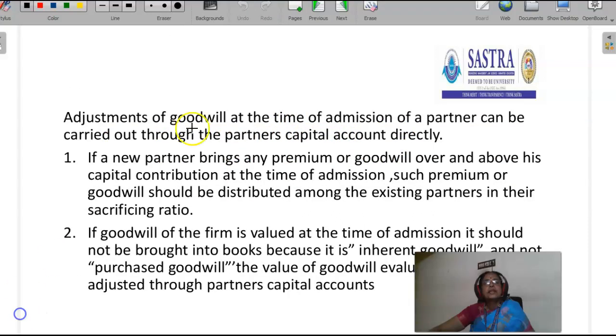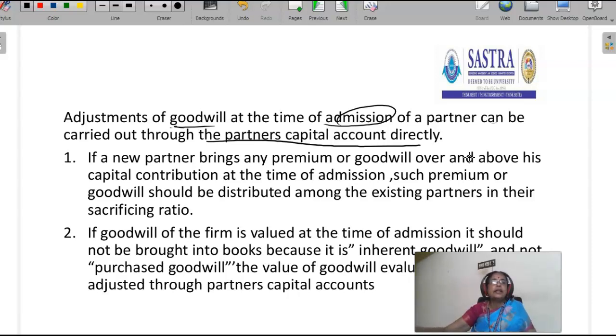Adjustment of goodwill at the time of admission of a partner can be carried out through the partner's capital account directly. Directly we can make changes in the capital account. The adjustments of the goodwill directly influence the capital account of the partners. First one, if a new partner brings any premium, meaning the cash paid for goodwill.